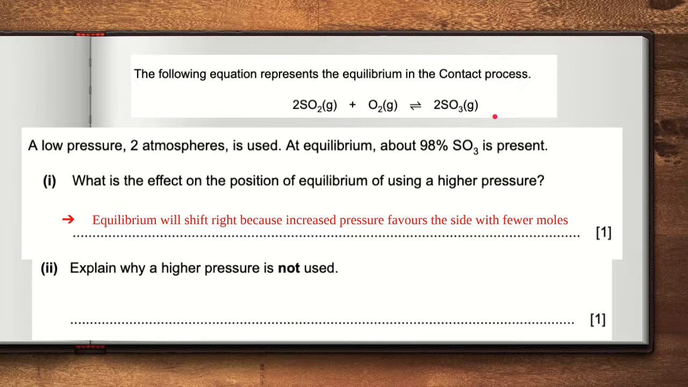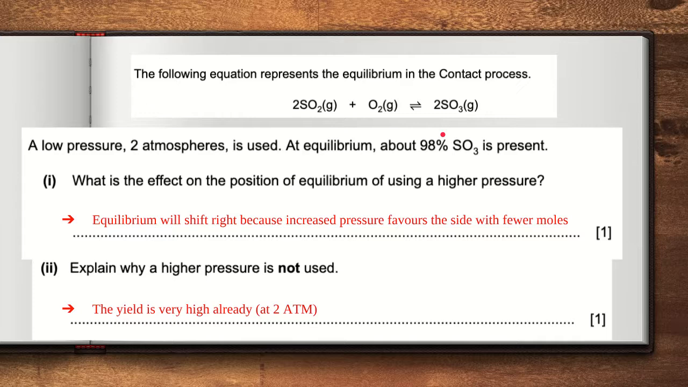Why then is a higher pressure not used? Why does it only in industry use 2 atmospheres? Well, you've already got 98% over here. So why would you need to put in extra money, extra time, extra resources? Why would you need better equipment to maintain the pressures? 2 atmospheres is enough. 98% is already a really, really high yield.